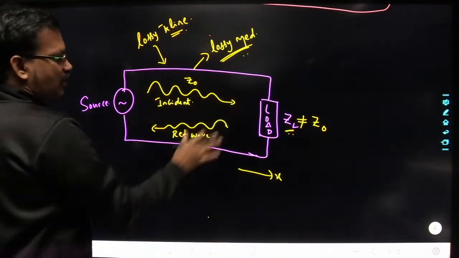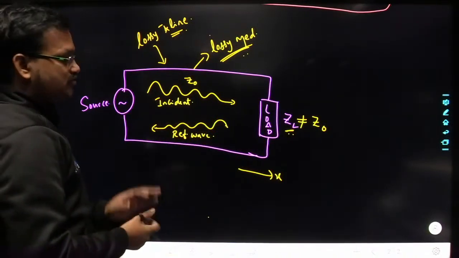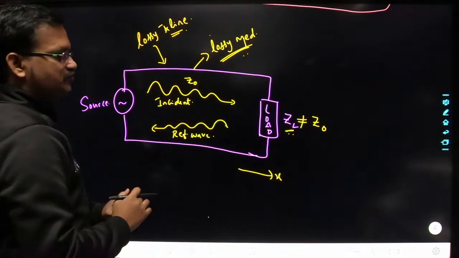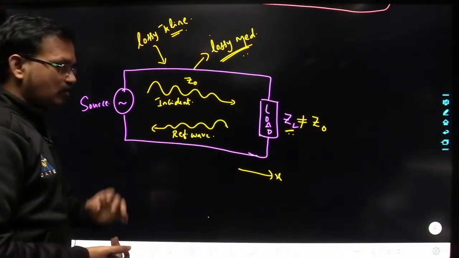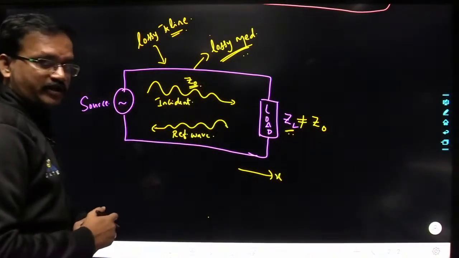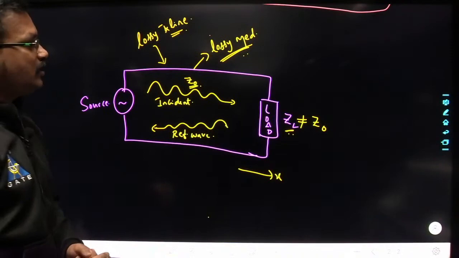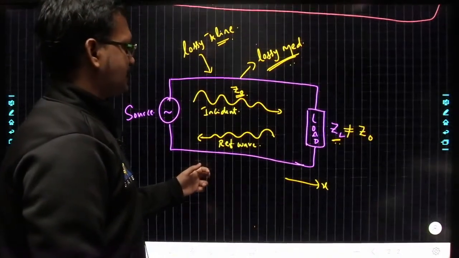Understood? So this is the forward wave, this is the reflected wave. Finally, you are going to see the superposition of these two waves, which is nothing but a standing wave pattern on the transmission line. Understood. Okay, so I will explain what you mean by Z naught. All these things I will explain as we proceed into the subject.